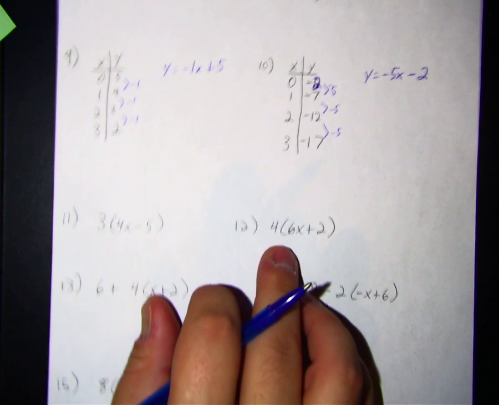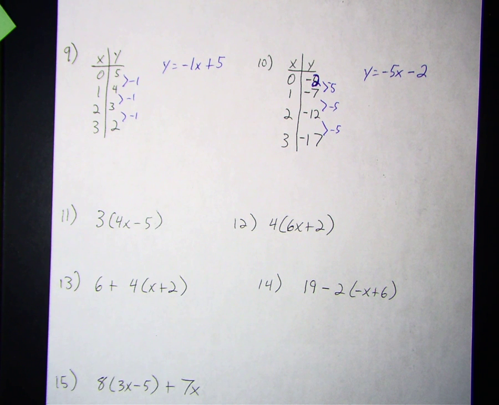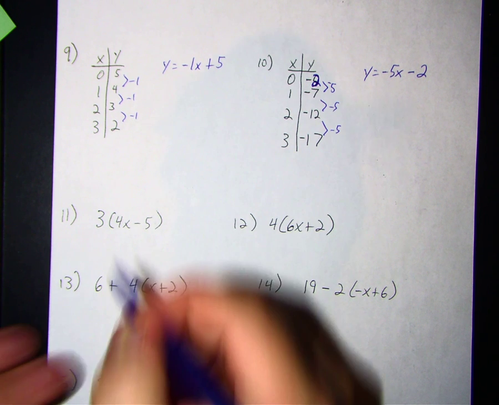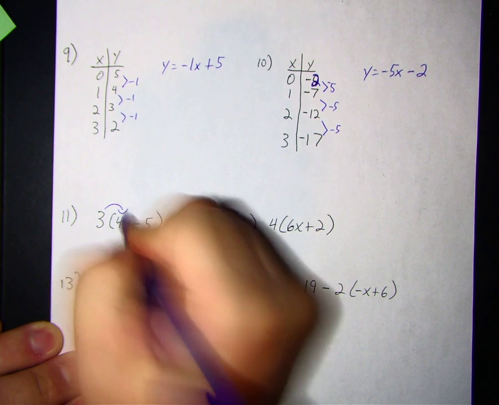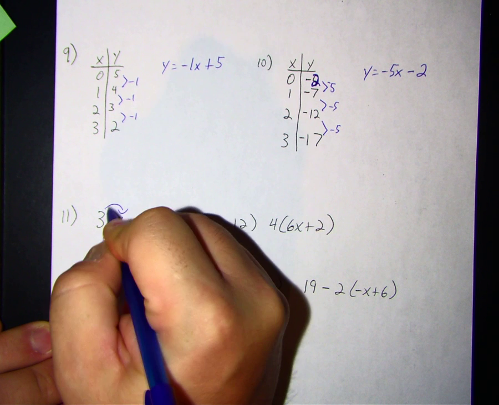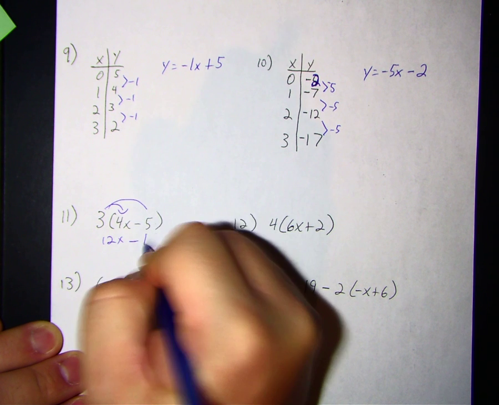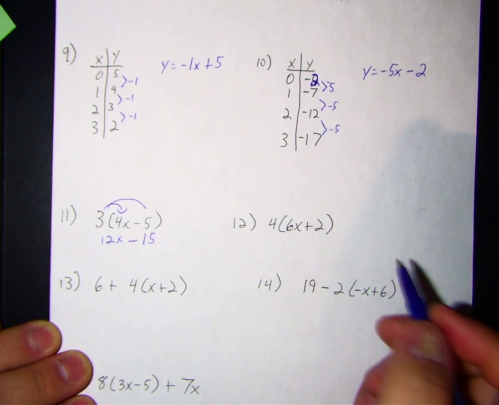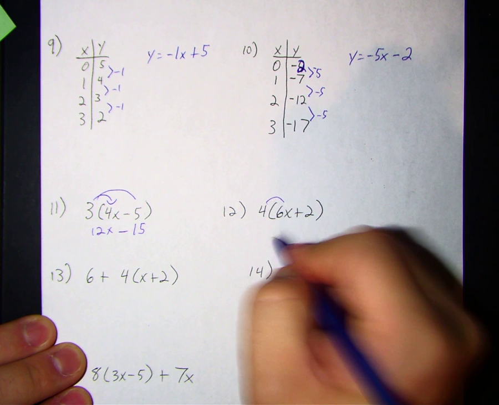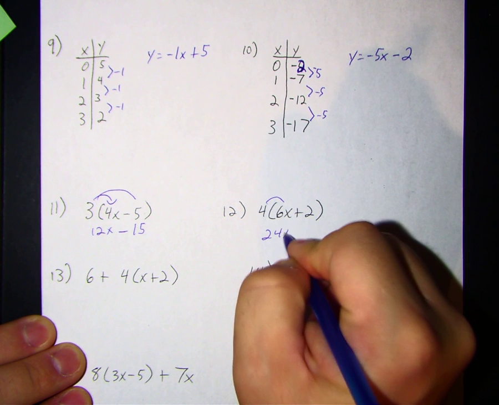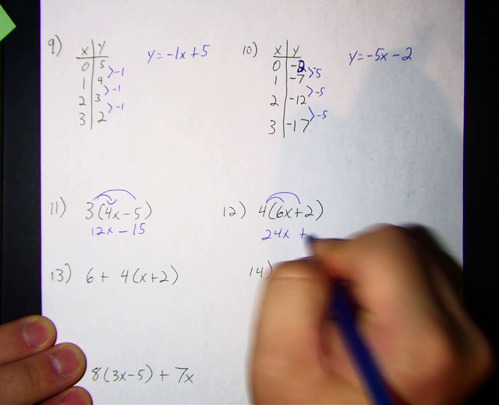Moving on to the distributive property. Most of you did pretty well on this. 3 times 4x is 12x. 3 times negative 5 is negative 15. 4 times 6x is 24x. 4 times 2 is 8.